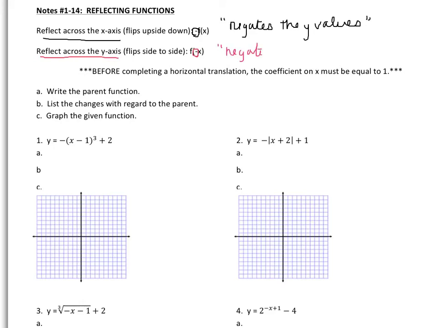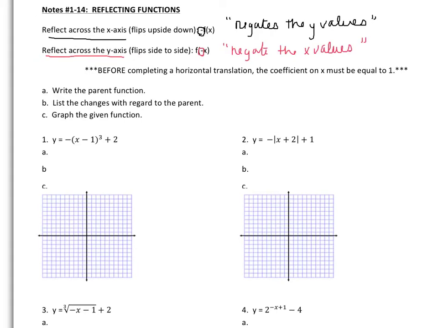So I just think of it this way. If it's inside with my x, then that means that my x values are going to be the opposite. If it is on the outside of my function, then it is going to change my y values to the opposite.